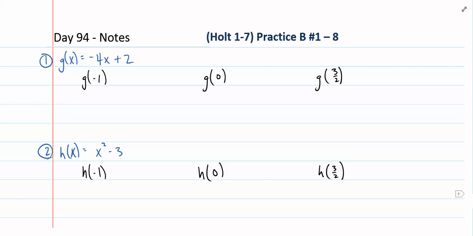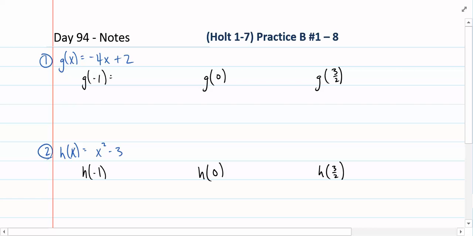Looking at number 1 first, we have the function g of x is equal to negative 4x plus 2. Now, we need to evaluate this function 3 different times. Once at negative 1, once at 0, and once at 3/2. That's what our instructions tell us at the beginning of the worksheet. So let me set up this first example here and I'll work through it. Then I suggest that you pause the video and practice the last two on your own.